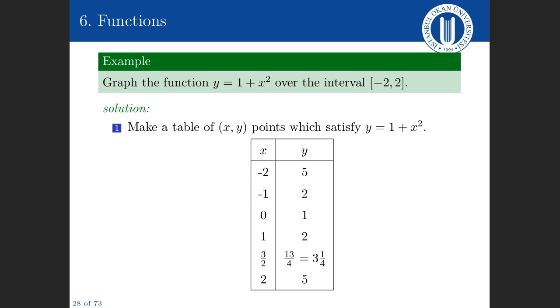First thing I'm going to do is make a table of some points that satisfy this equation. I'm choosing to use these values of x: minus 2, minus 1, 0, 1, 3 over 2, and 2. And then for each value of x, I've calculated y. For example, if x is minus 2, y must be 5. If x is minus 1, y must be equal to 2, etc.